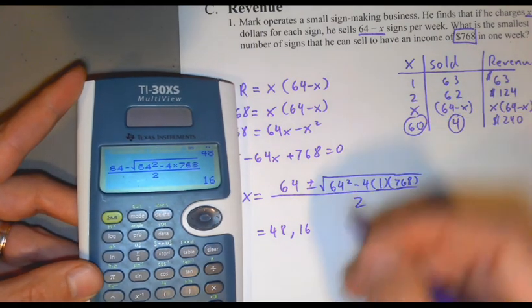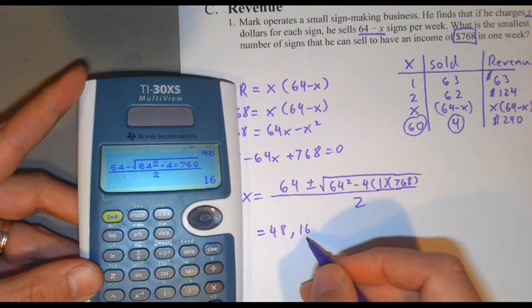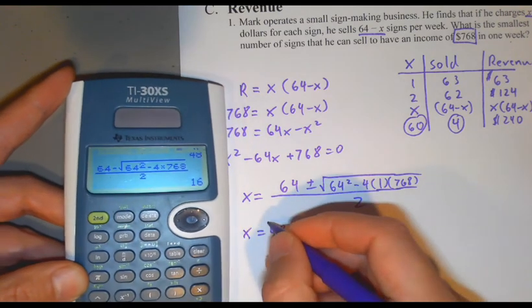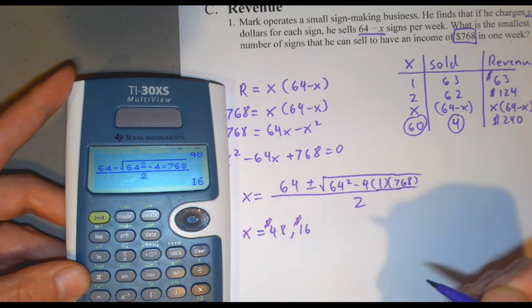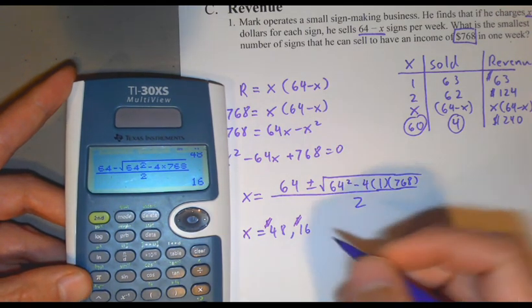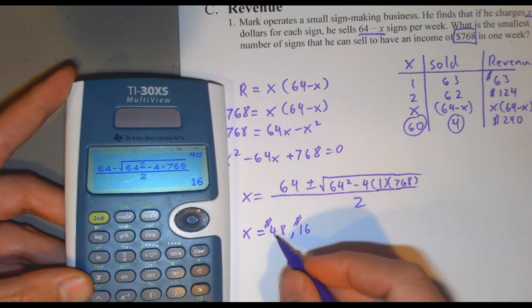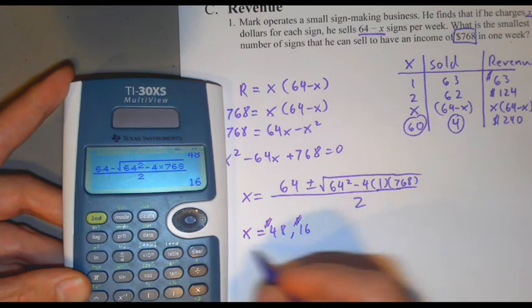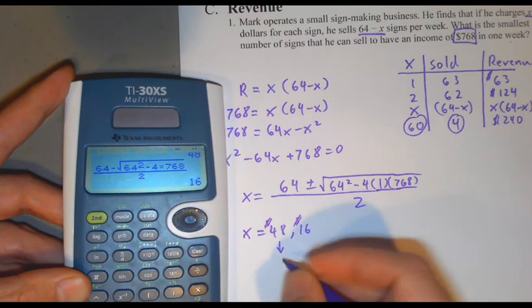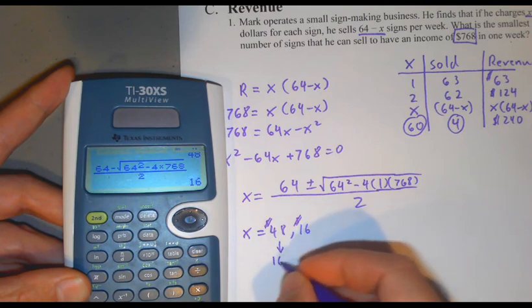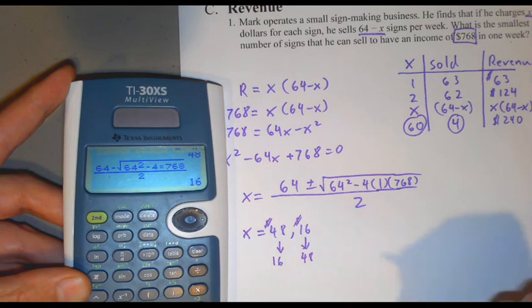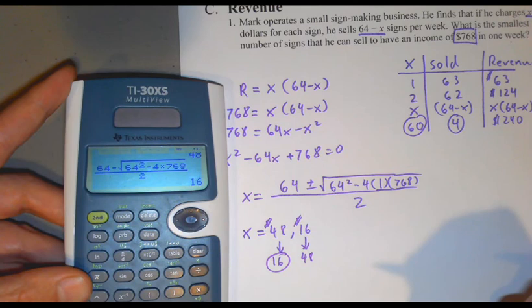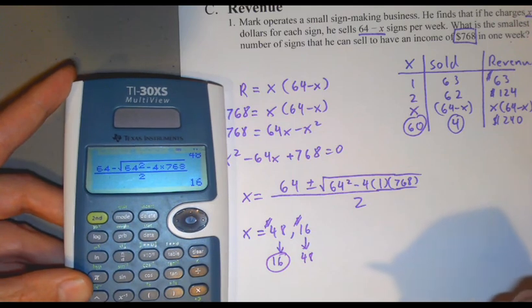So it looks like if we want to get $768, the smallest amount of signs that we sell, you've got to be careful here. Remember, 16 is what we found so far. This is the cost that we're going to sell each sign for. So if we're going to sell it for $48, how many would we make? If we sell it for $48, we'd make 64 minus that, which would be 16. If we sell it for $16, we'd make 48. So that's our answer right there. The smallest number of signs we want to make is 16. Hope that makes sense.